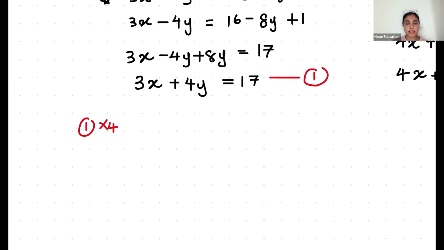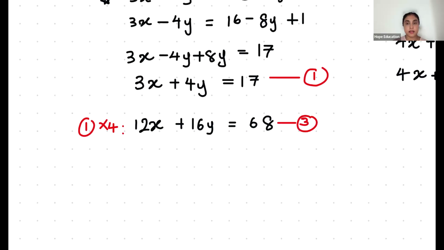So 4 times 3x is 12x. 4 times 4y is 16y. 4 times 17 is 4 times 7, 28, 2 remaining, 4 times 1, 4, plus 2 is 6, that is 68. This is my equation number 3.